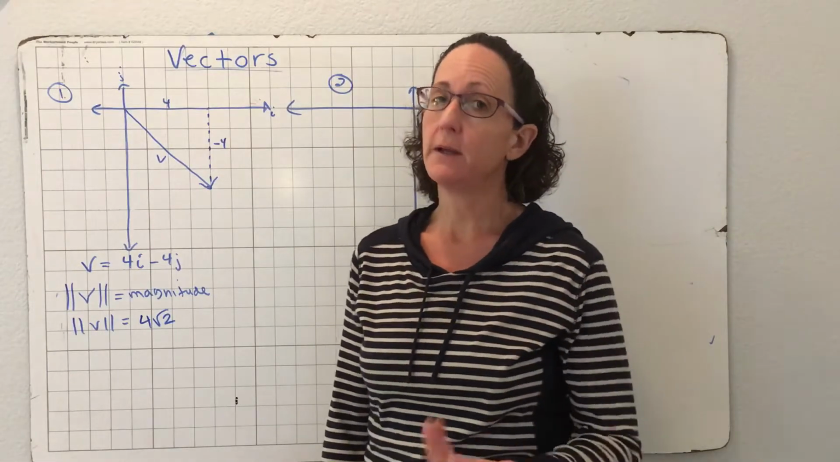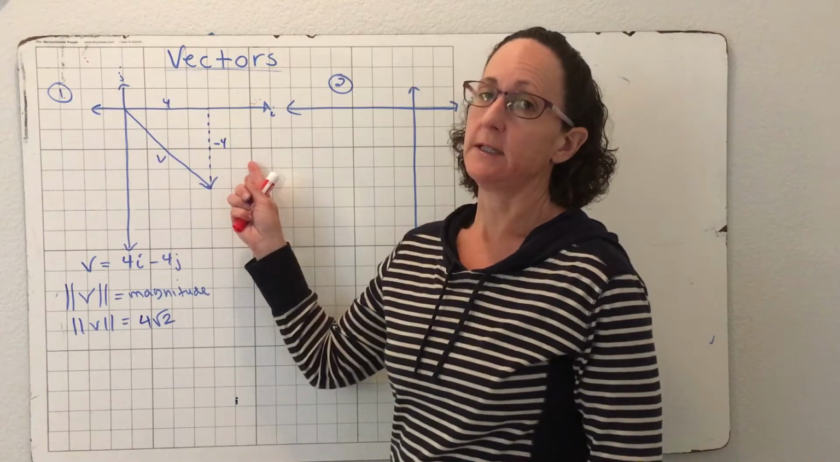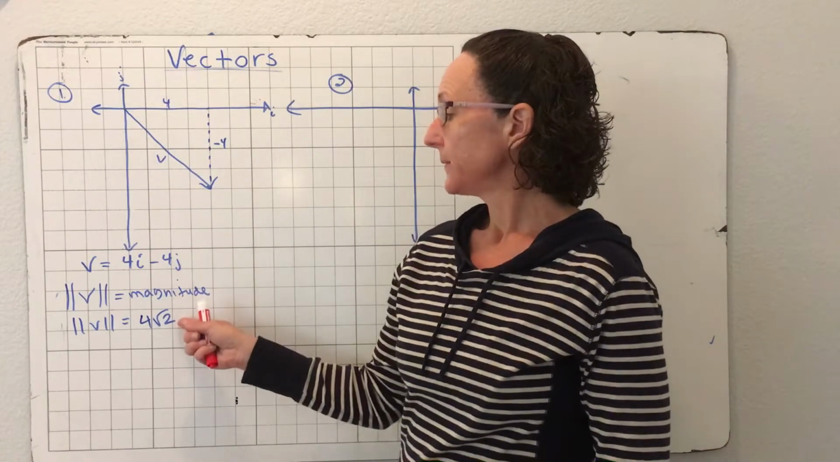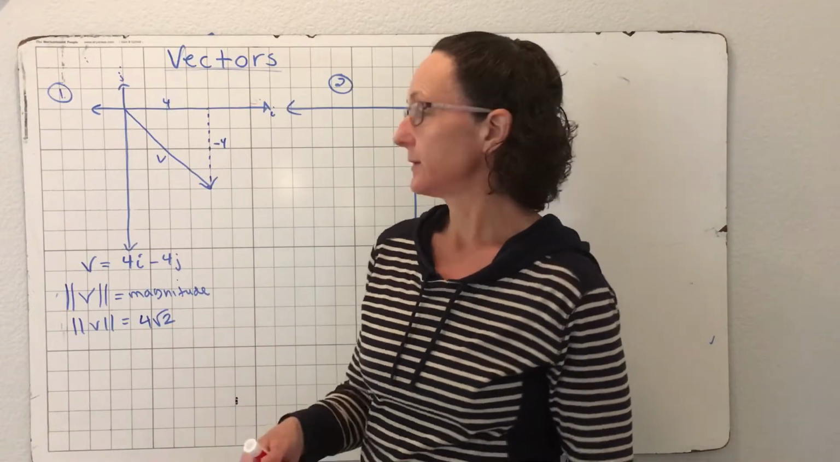Now, of course, if I wanted to do the Pythagorean theorem, I could. 4 squared is 16, 4 squared is 16, that's the square root of 32, which is 4 root 2. So you can also use the Pythagorean theorem for that. It works, of course.